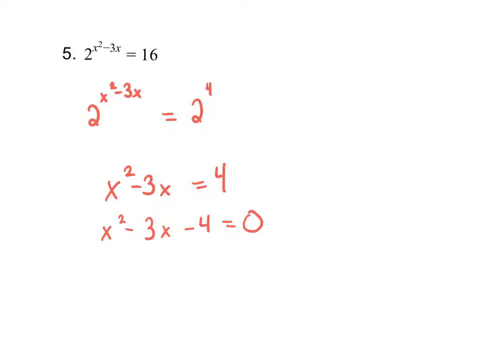So now if you want, you could solve by factoring, quadratic formula, completing the square, any of the methods to solve a quadratic. This one does factor, so I'd certainly do that. But if it doesn't factor, you could use one of the other methods. So negative 4 and positive 1 are two numbers that multiply to negative 4, add to negative 3. And so if we set those equal, we get 4 and negative 1.